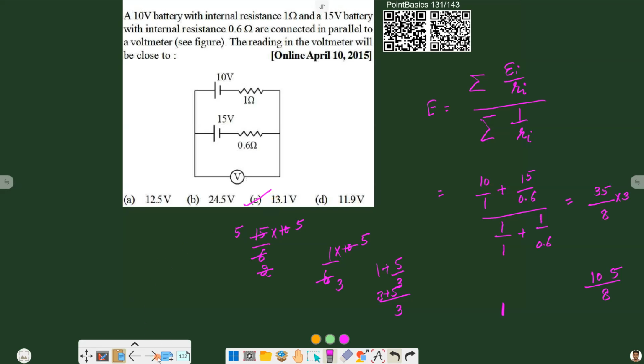Moving to the next one. In an experiment of potentiometer for measuring the internal resistance of a primary cell, balancing length L is obtained on the potentiometer wire when the cell is in open circuit. Now the cell is short circuited by a resistance R, where R is equal to the internal resistance of the cell. The balancing length on the potentiometer will be.